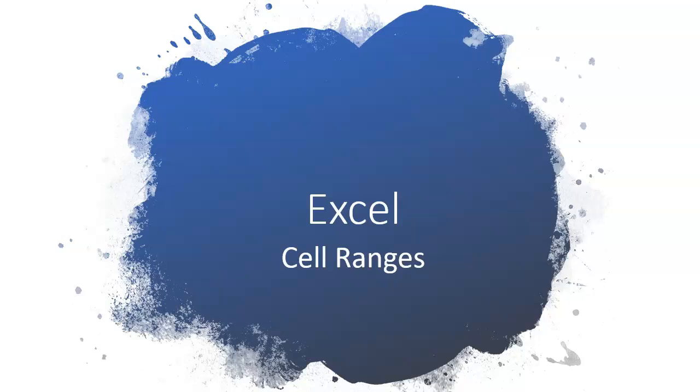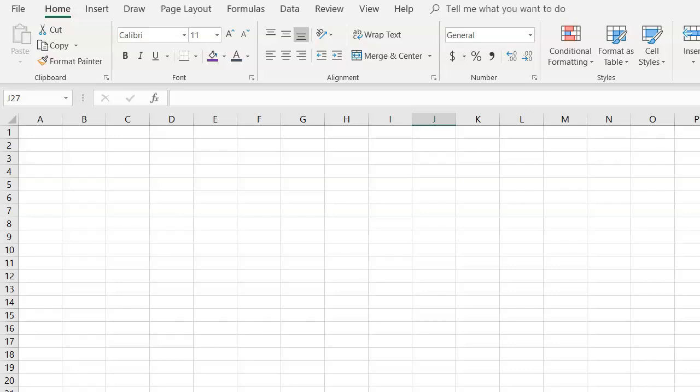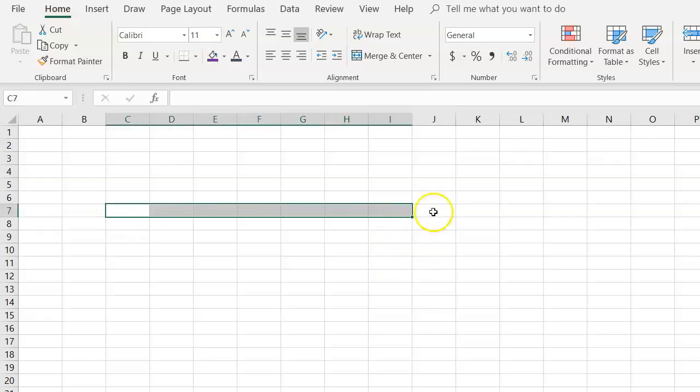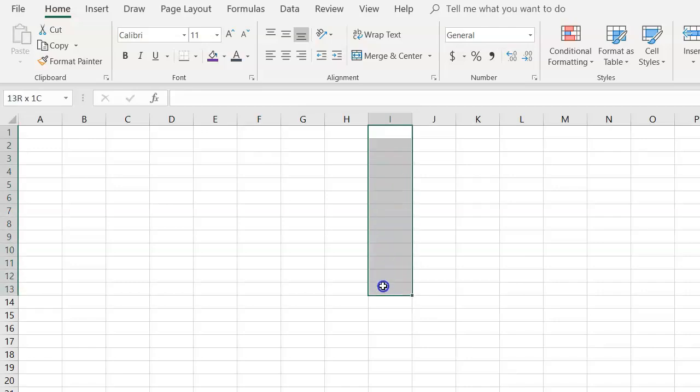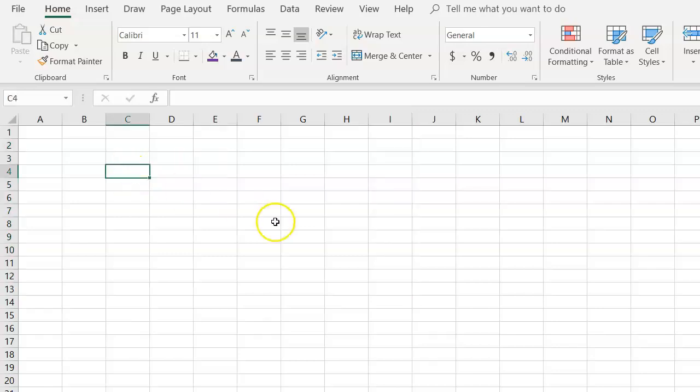Video on cell ranges in Microsoft Excel. A range of cells in Microsoft Excel is two or more cells either together like this, or what we call non-contiguous cells, which are not connected.